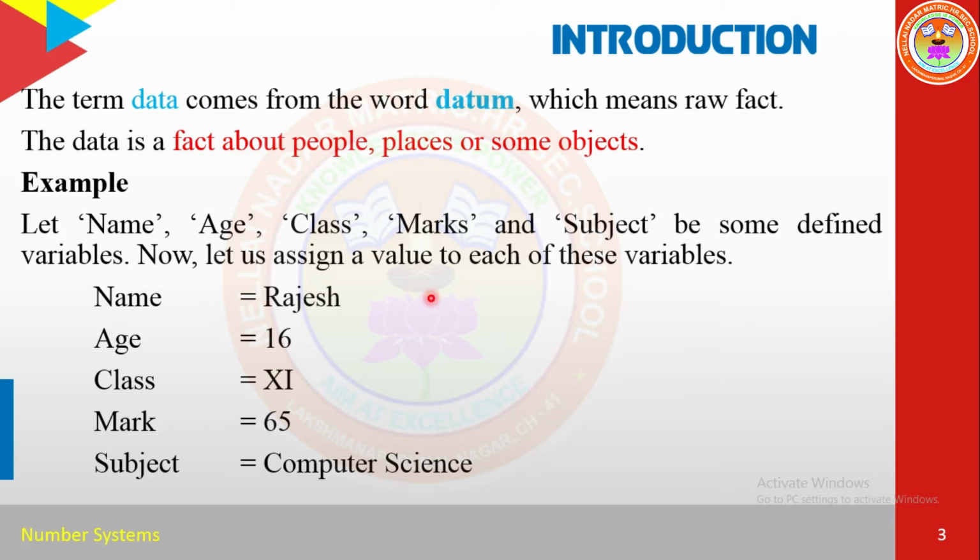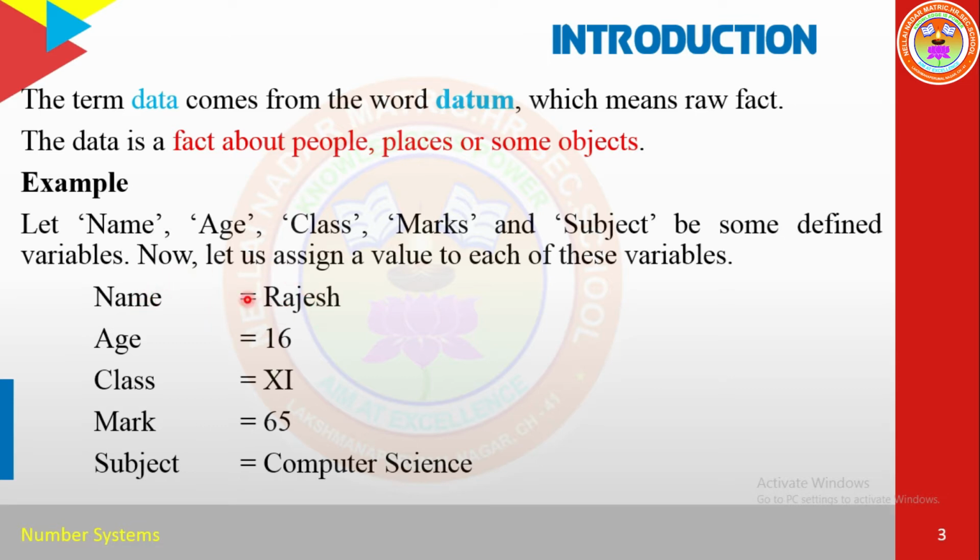So if we want to store any values, you must have a variable. You have to store them in variables alone. On this left-hand side, name, age, class, mark, subject, all five of these are considered variables here. For the first variable, name, you just assign the value. What is the value? Rajesh. So Rajesh is the value to assign to this variable.